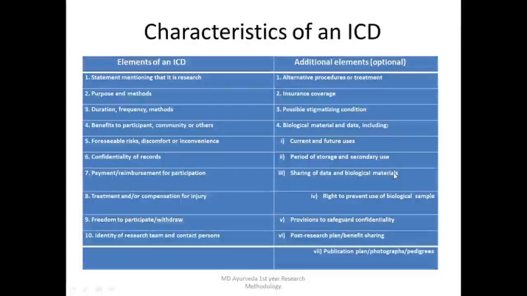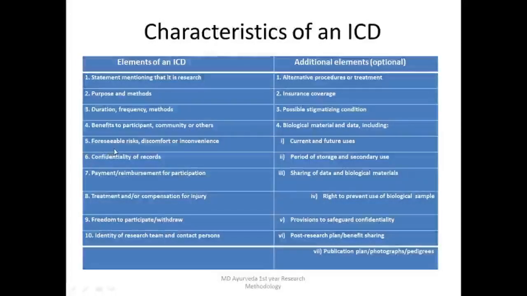What are the characteristics of an ICD? The number of elements which are essentially to be included in this informed consent document. The main components are: number one, a statement mentioning that it is research. You need to mention this in the information related to the informed consent document. You need to mention the purpose and method of this research, the duration, frequency, and methods, and the benefits to the participant, community, or others.